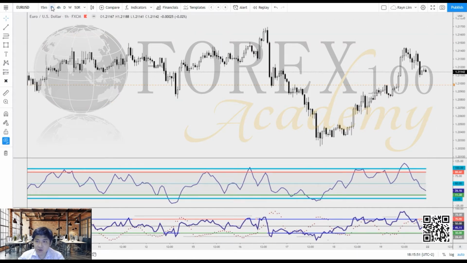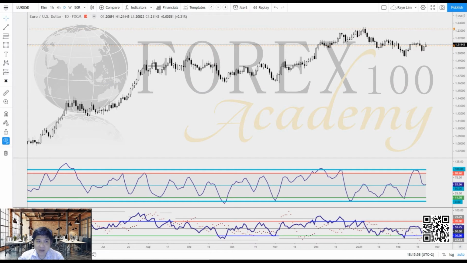To the 1-hour chart, this is what we got. A bit of a consolidation zone over here due to Friday close. Back to the daily chart, let me share with you my analysis.